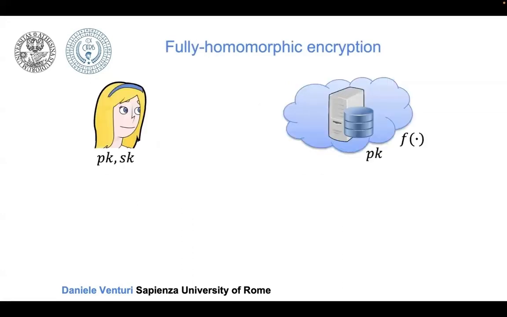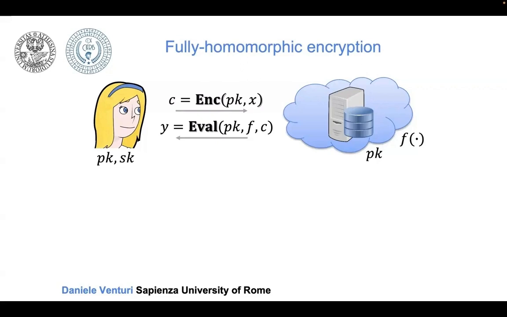On the other extreme, Alice could do the following. She could encrypt X. She could sample her own pair of keys, PK and SK, and then use the public key to encrypt X and send the encrypted X to the cloud. But now how can the cloud compute on X? Because X is encrypted, the cloud is not able to evaluate on X, except if the encryption scheme is fully homomorphic. And here you see what this means.